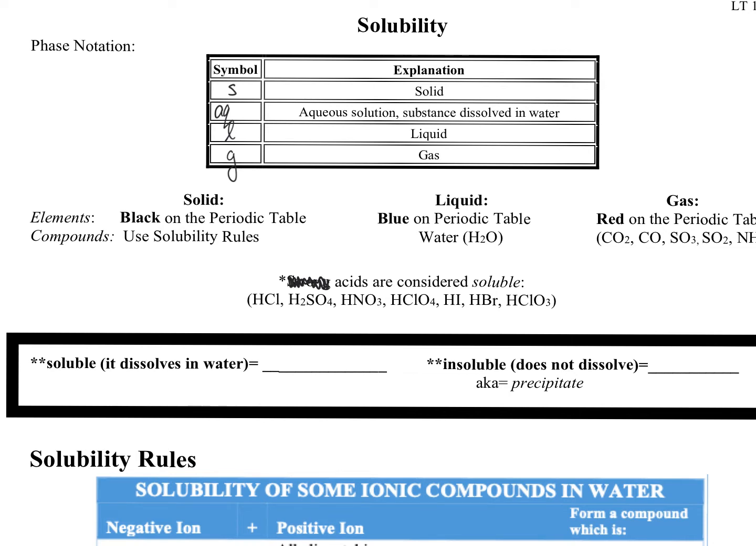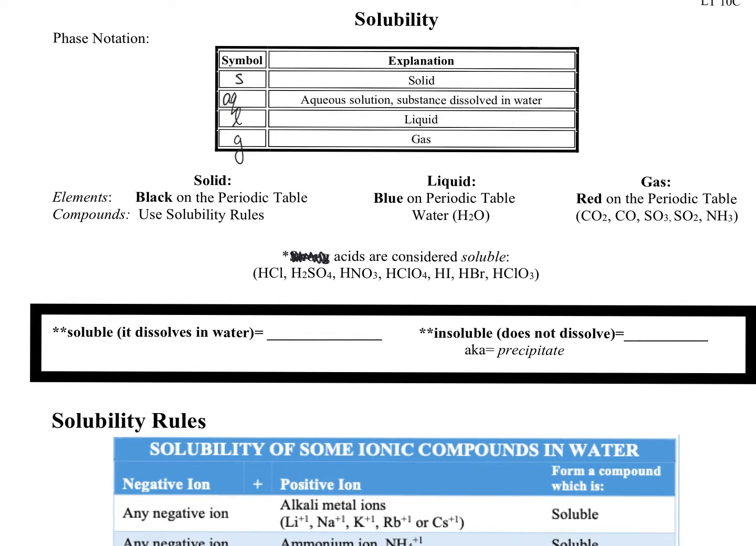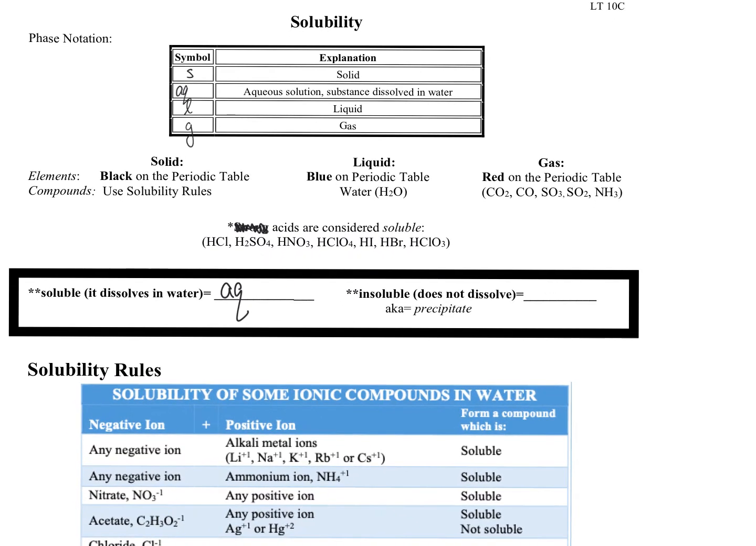So remember, an acid is anything that starts with H in the formula or has the word acid in its name. If we say that something is soluble because it is an acid or because the rules say it is soluble, we are going to give it the phase AQ for aqueous. There we go, AQ. If it is insoluble because the rules say it is insoluble, that is the letter S.